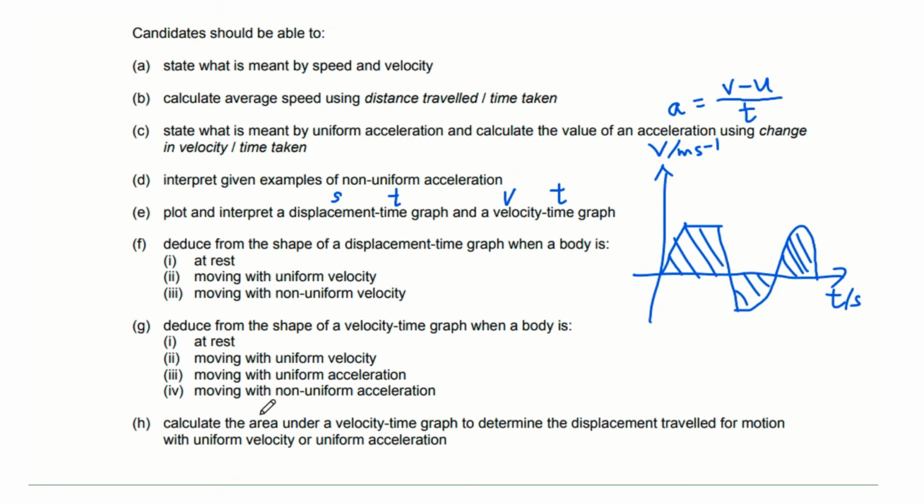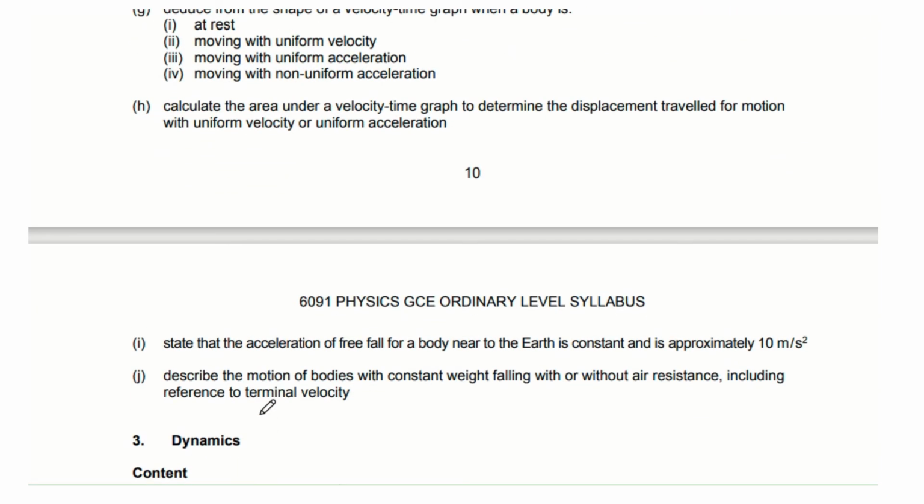So now that we have covered this, let's look at what else we need to know for the chapter on kinematics. Well, we need to state that the acceleration of free fall for a body near to Earth is constant, and it is approximately 10 meter per second square. So what this means is that if I throw an object down, in the absence of all other forces, including air resistance, it will be accelerating uniformly at 10 meter per second square. Similarly, if I were to throw an object up, and I'm on Earth, in the absence of all other forces except for gravity, its deceleration would be 10 meter per second square.